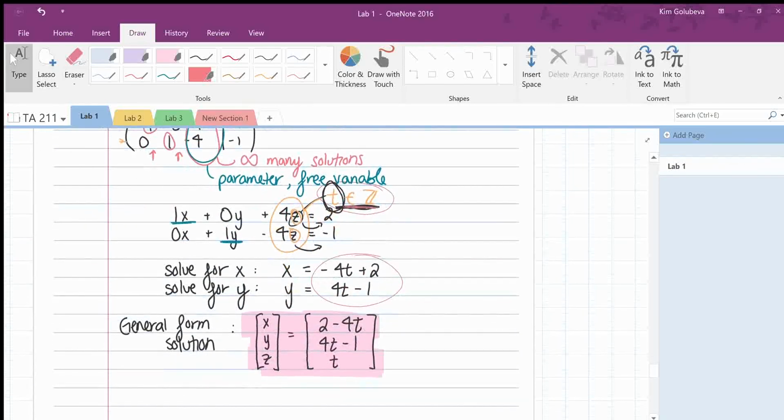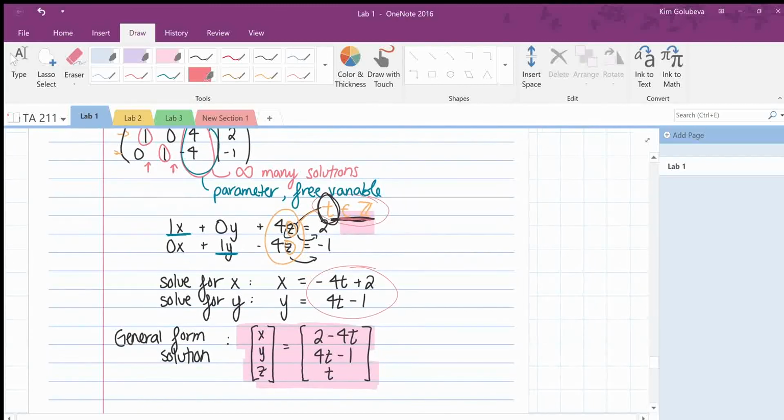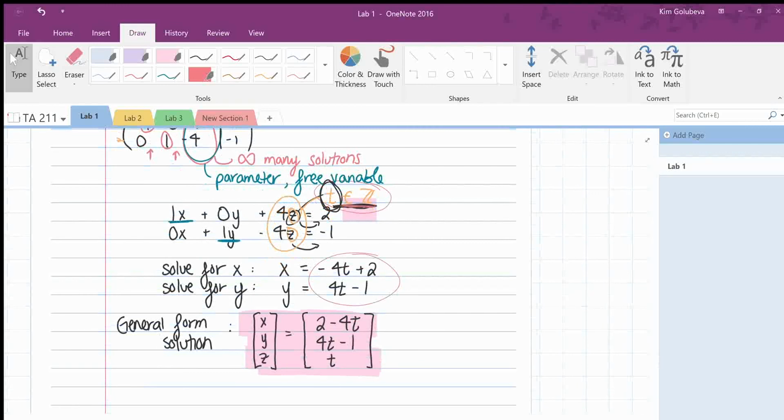So the general solution is always, if it has infinitely many solutions, you're going to choose whichever variable, whichever column doesn't have a leading one. You will choose that to equal some parameter, so you're calling it t, or you can call it s or k or whatever you want to call it, and then you're going to write your other variables in terms of that free variable.